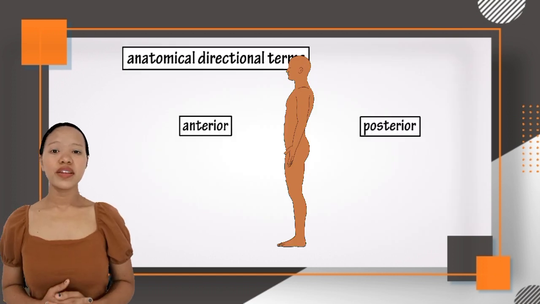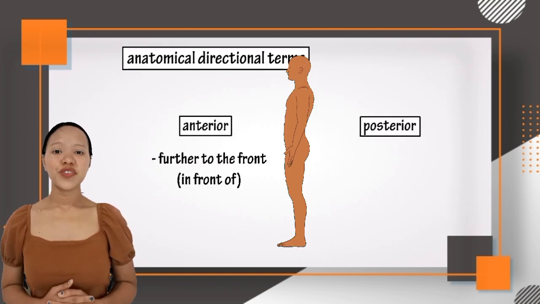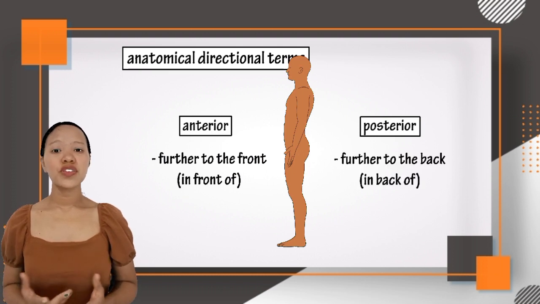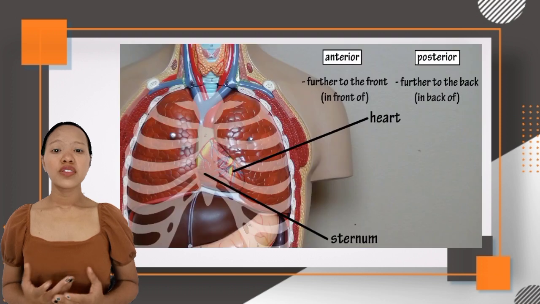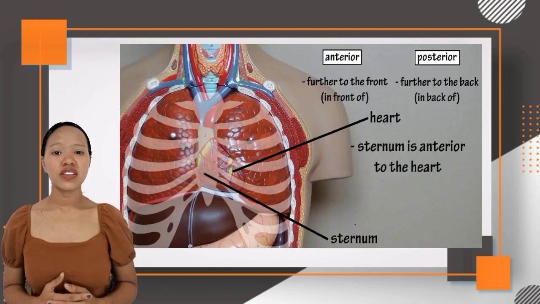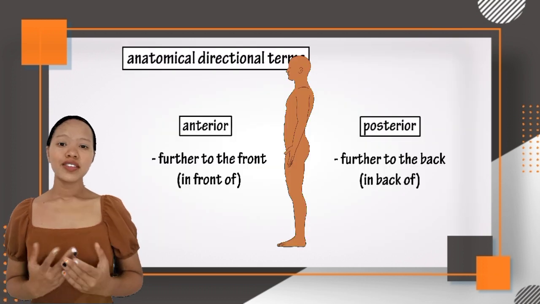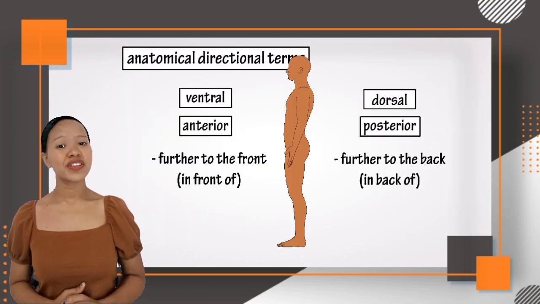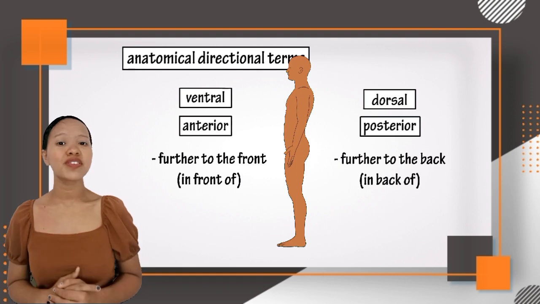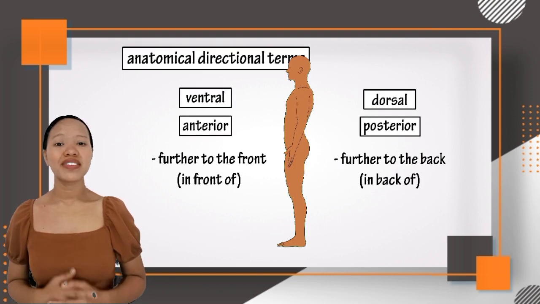Next is anterior and posterior. Anterior means farther to the front or in front of. Posterior means farther to the back or in back of. So we would say the sternum is anterior to the heart and the heart is posterior to the sternum. Sometimes the terms ventral and dorsal are used in place of anterior and posterior, where ventral means anterior and dorsal means posterior.